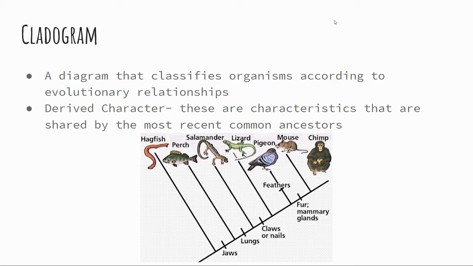Cladogram. A cladogram is a diagram that classifies organisms according to their evolutionary relationships. So derived characters, these are characteristics that are shared by the most recent common ancestry. So as we move up, or from left to right, on a cladogram, we get more and more distant from the original ancestor.